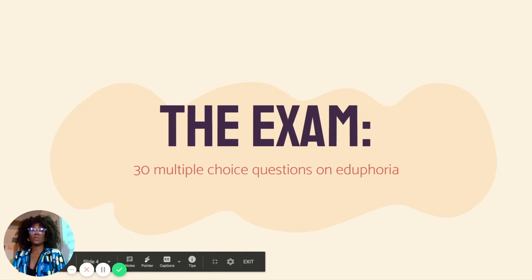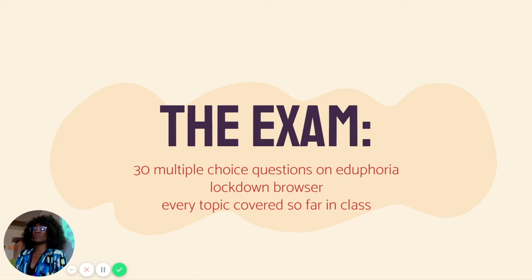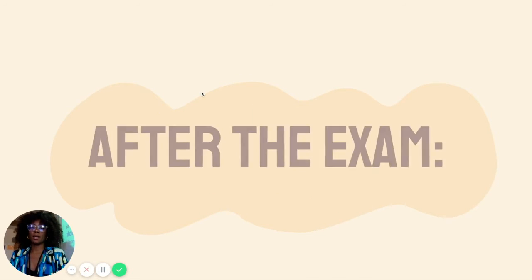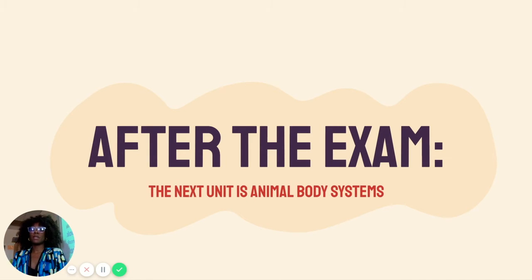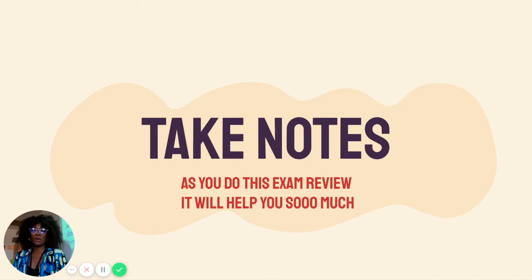Okay, so the exam is going to be 30 multiple choice questions on Eduphoria. There is a lockdown browser, which means you will not be able to click off and go on to other things. And every single topic that we've covered so far in class and also in this review will be on that exam. After the exam is going to be animal body systems. So circulatory system, respiratory, all of that fun stuff. So make sure that you're taking notes as you do this exam review. I recommend just getting a little notepad or something so you can write things down.